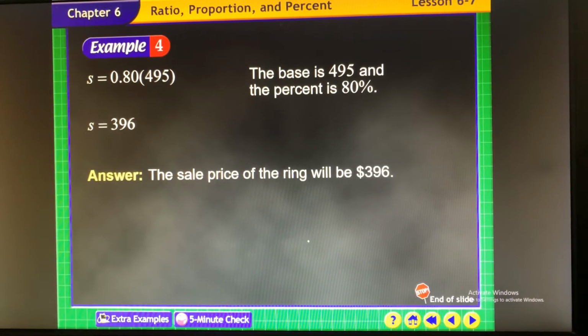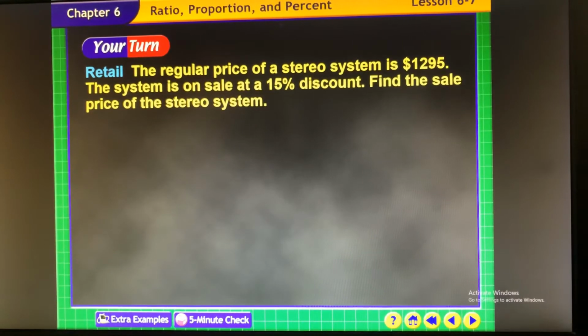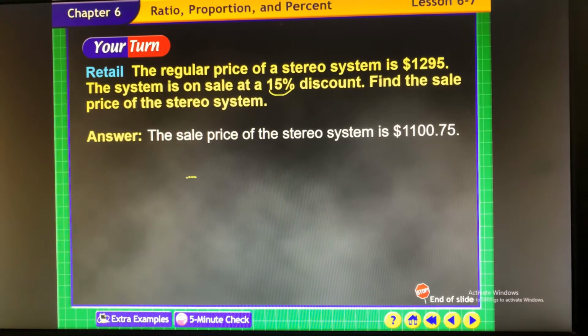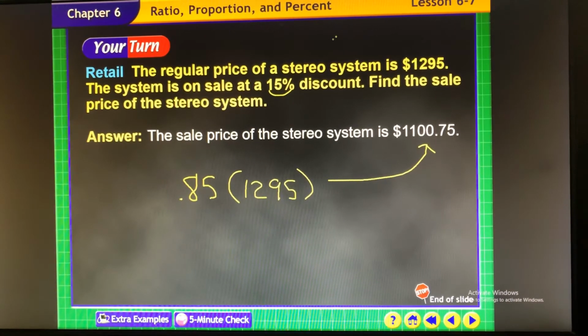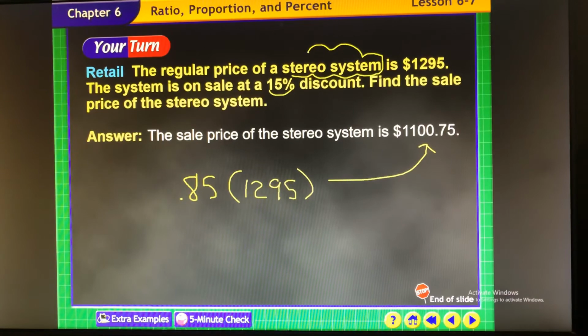You could take 20% off of the price and then subtract it from the original, or you can just know if it's 20% off, then it's 80% of the price. Just multiply those two and you have your sale price. So find the sale price again. If it's 15% off, how much of the original is it? 85, because 85 and 15 make 100. So you're just going to do 85% as a decimal, 8500ths times 1,295 to get that.